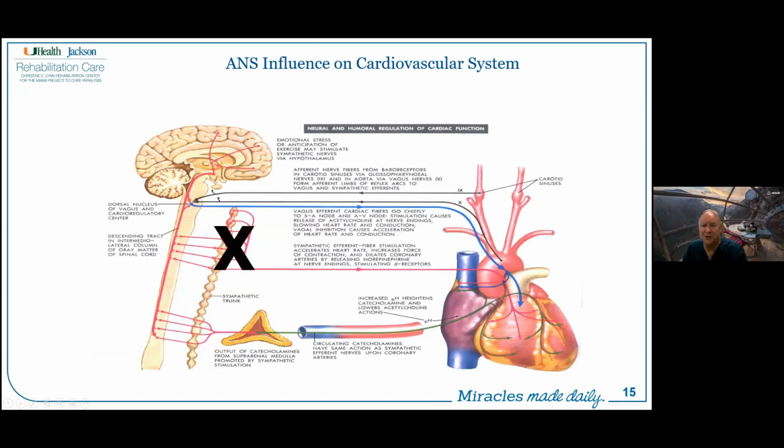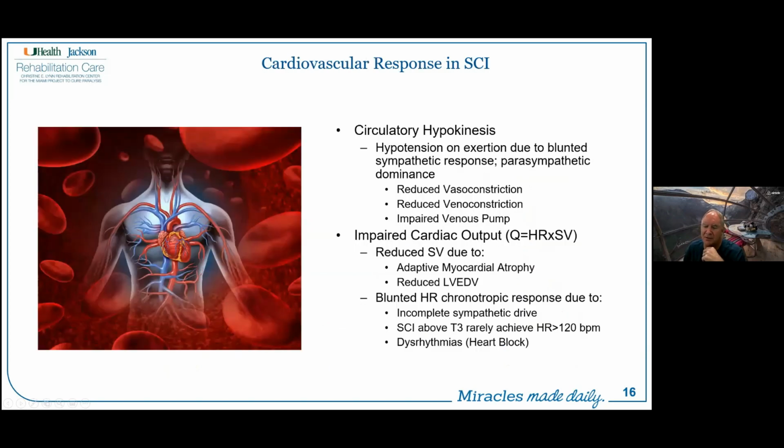So we also know that the parasympathetic dominance is going to significantly involve the cardiovascular system. Blunting of the sympathetic nervous system is going to have profound influences on the cardiovascular system, resulting in circulatory hypokinesis. What does that mean? When an able-bodied individual exercises with their upper extremities, they're able to maintain and actually increase heart rate and blood pressure as they increase workload.